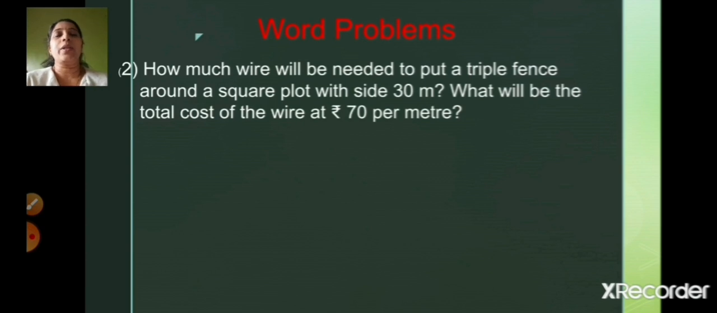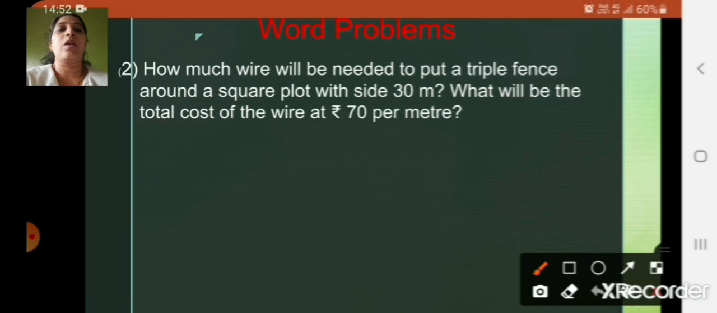Now here, children, there are two questions, right? So first, what is given? A triple fence has to be put around a square plot. Now what is given? It is a square plot. That means first you will have to find out the perimeter of a square, right? So in the question only it is given square plot. So when it is given square plot, you will use perimeter of a square.